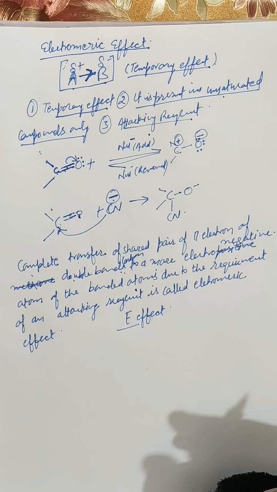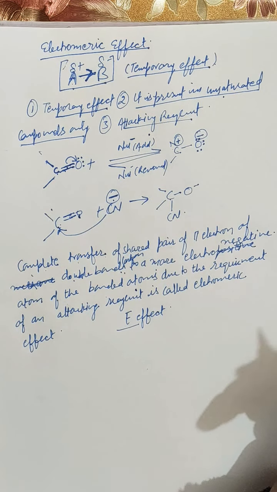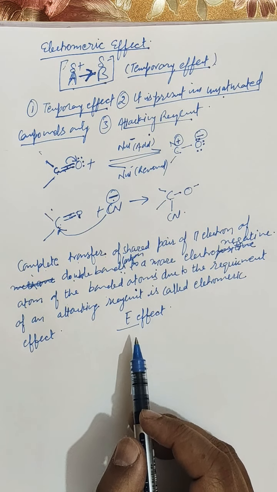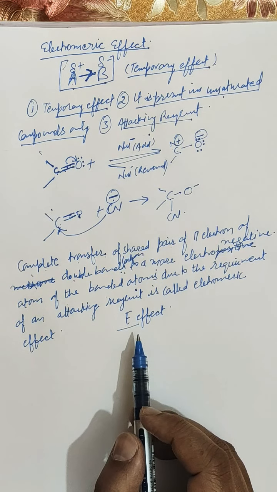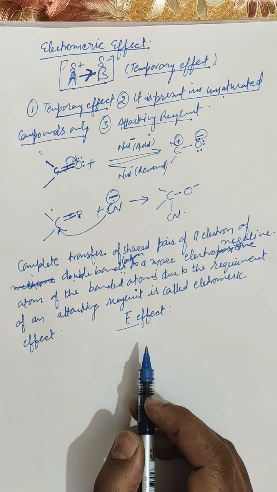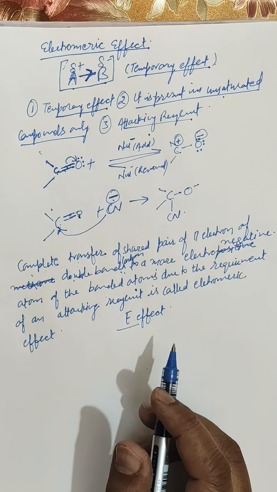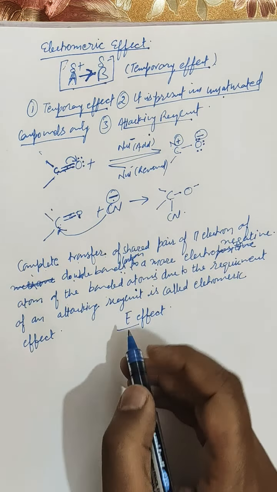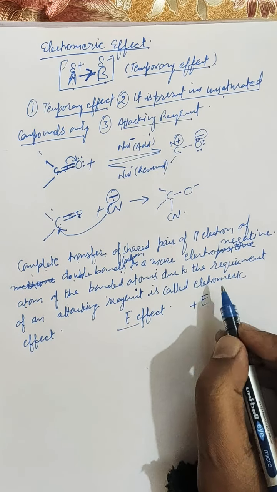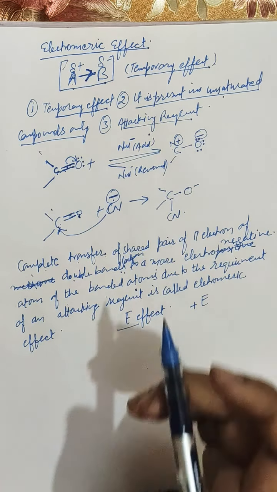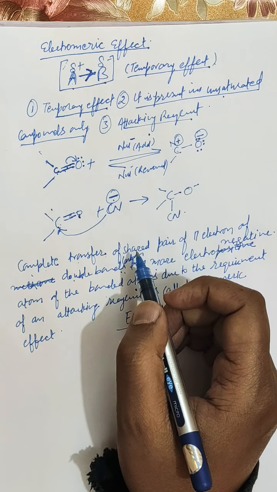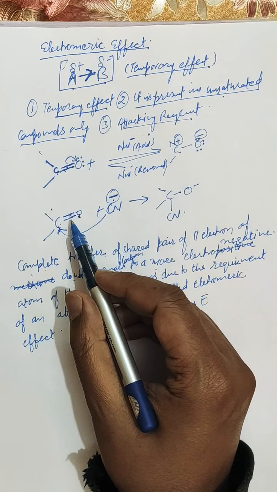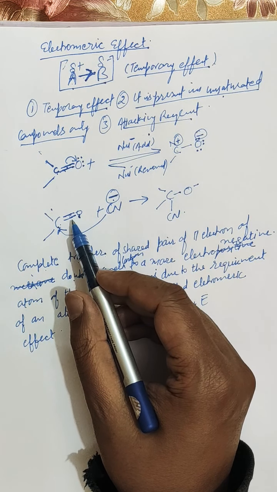Types of electromagnetic effect: there are two types, that is, plus E effect and minus E effect. Like the inductive effect, where there were also two types, plus I and minus I. So when the transfer of pi electrons takes place to the atom of the double bond to which the attacking reagent is finally attached, the effect is called plus E effect. Let us see this example. When transfer of pi electrons takes place to the atom of the double bond to which the attacking reagent is finally attached, the effect is called plus E effect.